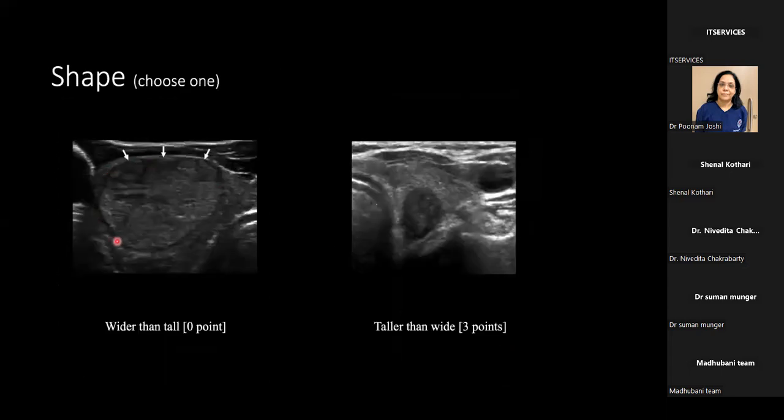So coming to the shape, as I told you, shape is deciphered on a transverse imaging plane. And if the AP diameter over here is less than the transverse dimension, so it is wider than taller, benignish nodule. Now look at this. Here the AP dimension is more than the transverse dimension. So it is taller than wider. So it carries a bad prognosis. So 3 points have to be assigned to it.